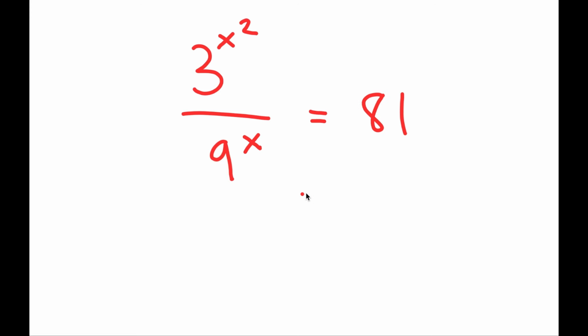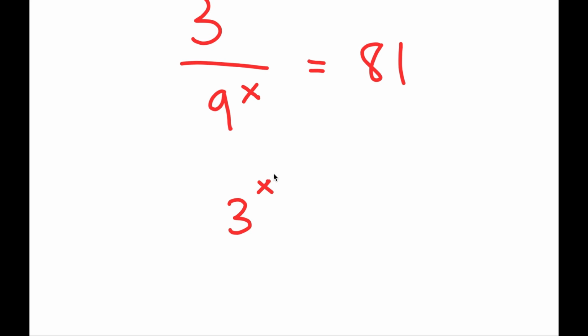Alright, so for this video, I'm going to solve the equation (3 to the power of x squared) over (9 to the power of x) is equal to 81. So to solve this, I want all my terms in the same base. And in this case, this would be a base of 3 because all of these are powers of 3. So we don't need to change 3 to the power of x squared because this is already a base of 3. But 9, I'm going to change to 3 squared, so I get 3 squared to the power of x. And 81, I'm going to change to 3 to the power of 4.